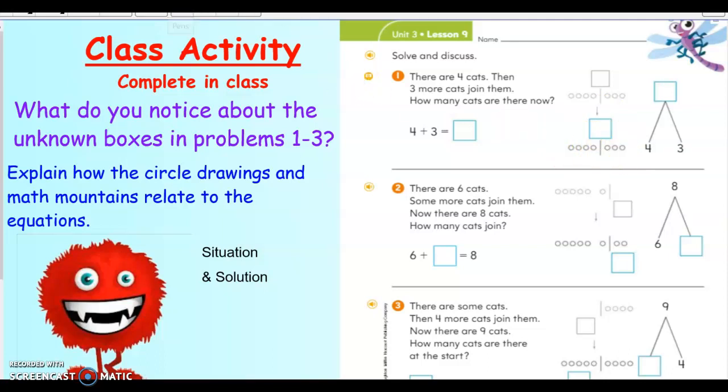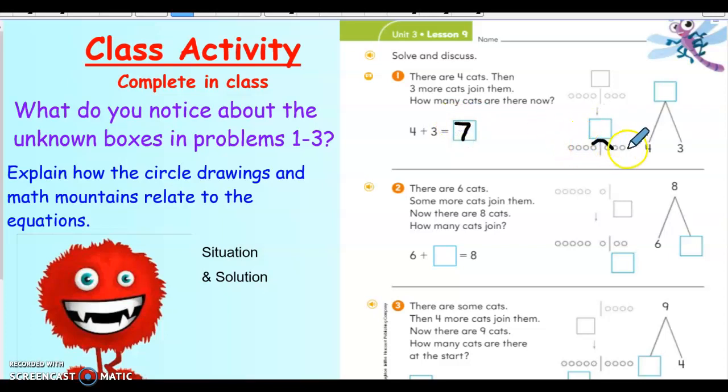I want you to kind of see that this would be the top of the math mountain, and these are the partners right here on each side. These are like the partners. Okay? So, what should we do? 4 plus 3. We have 4, and we're going up 3 more. 4, 5, 6, 7. There are 7 cats now.